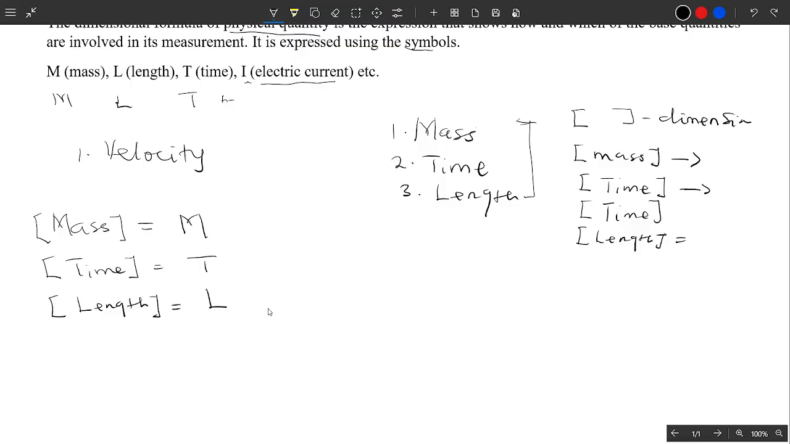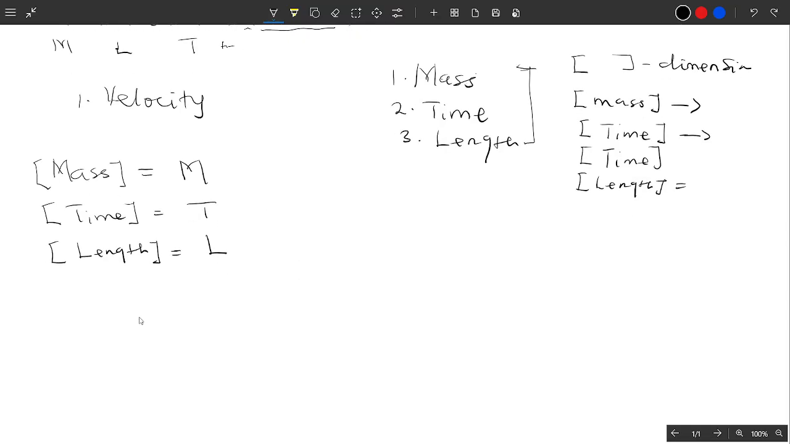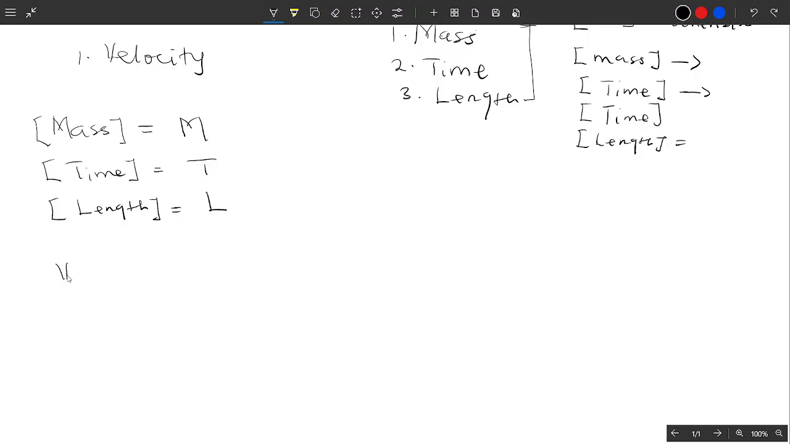And velocity basically, velocity is equal to what? Displacement divided by time. So the rate of change of what? Displacement is referred to as what? Velocity. Now, what will be the dimension of velocity?